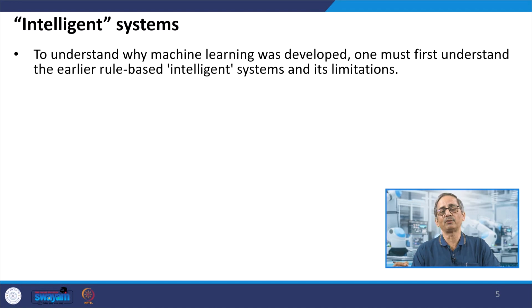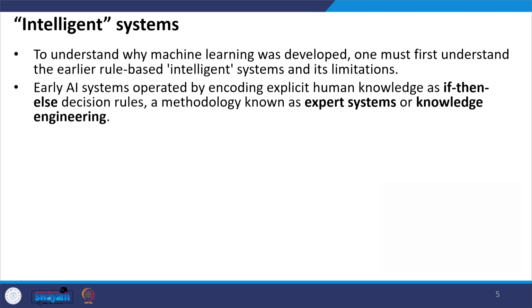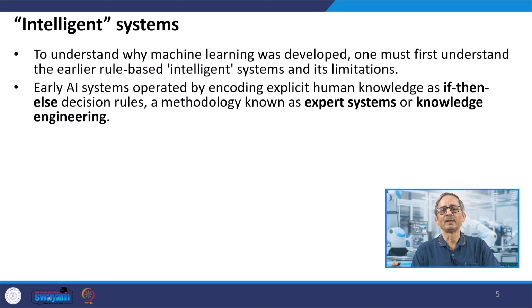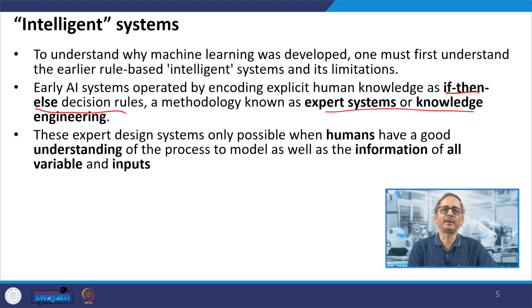So, how does the rule based intelligent system look, and what are its limitations? These rule based intelligent systems were mostly based on if then else type decision rules. This methodology was known as the expert system or knowledge engineering. And these expert designed systems are only possible when humans have very good domain specific knowledge. If one person has very good domain specific knowledge, then writing the rule based code is much easier for him. But this is not always possible.